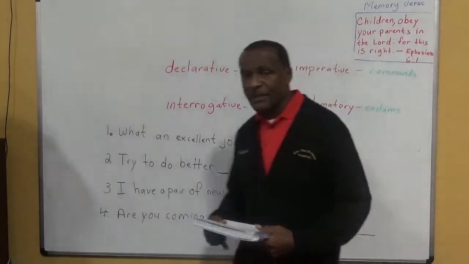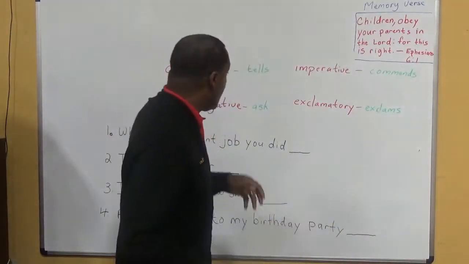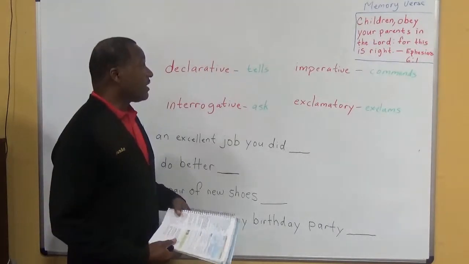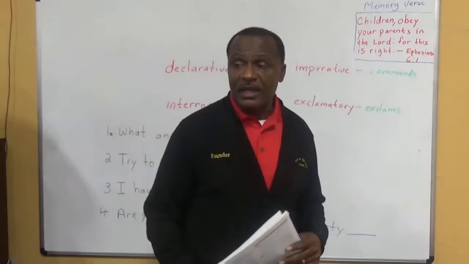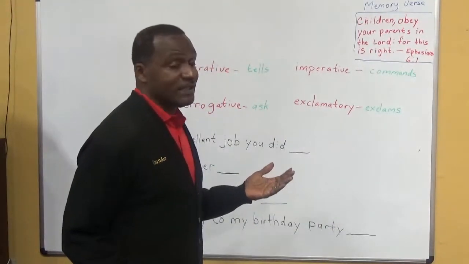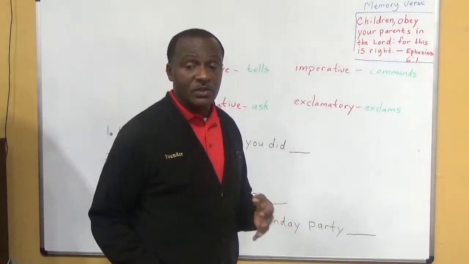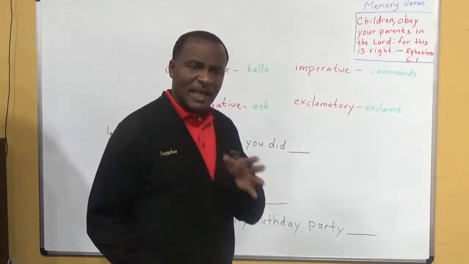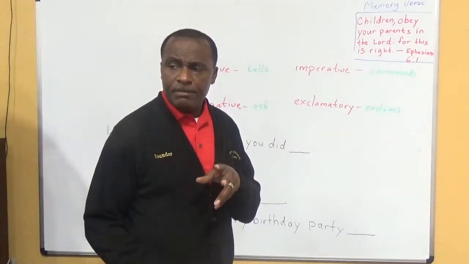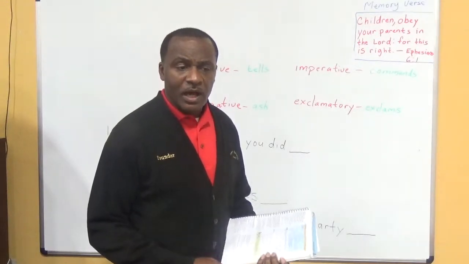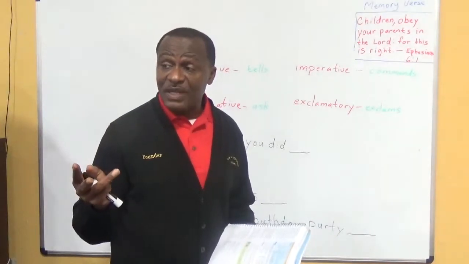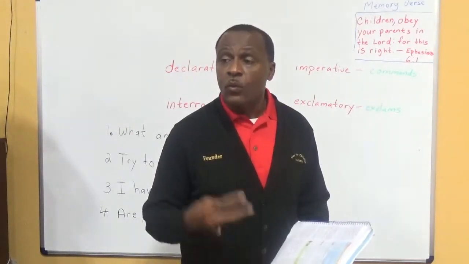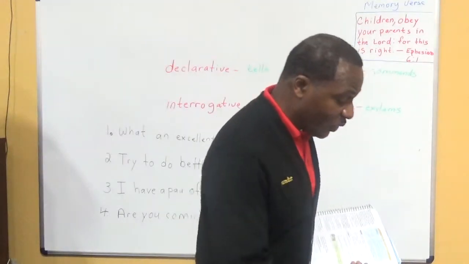All right. Last time we talked, we were talking about declarative, imperative, interrogative, and exclamatory sentences. And we were talking about the 4 different kinds of sentences that we can have. What I gave you as an example to do was the exclamatory sentences. I asked you to give me 2 words to use for each exclamatory sentence. What and how. So I told you to use what and how.